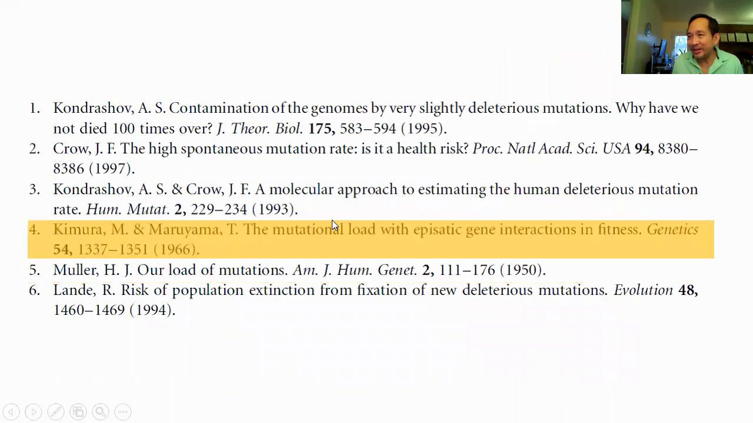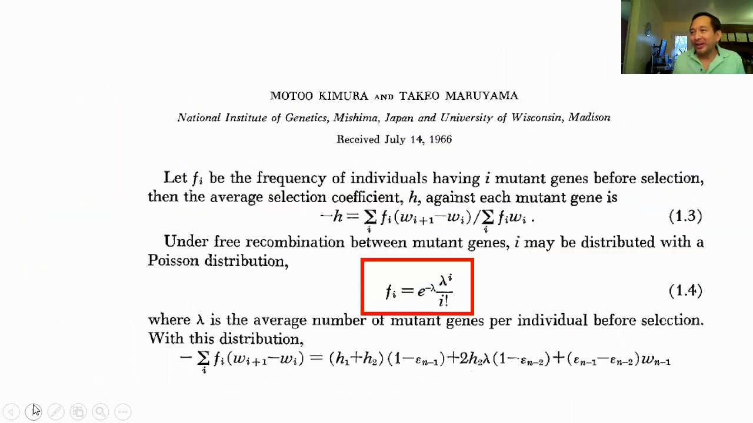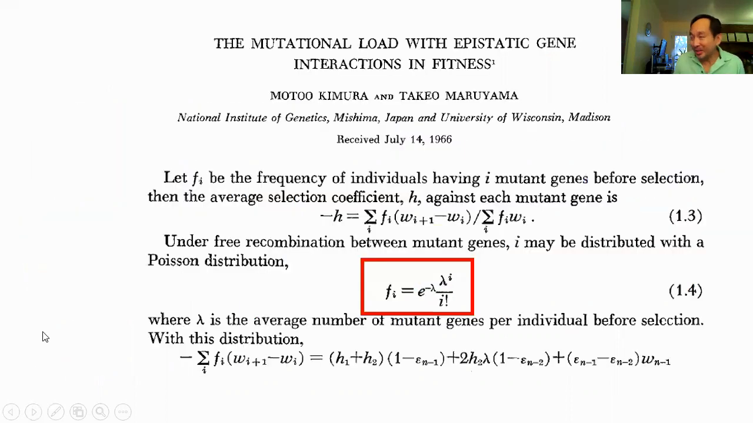And so that's why I highlighted this. So let's look at this paper, and this will give the mathematics for how the Muller limit is derived. This is the paper, and this is the formula of interest. This is a statement of the Poisson distribution. It's right here, and you can even see that Kimura uses the word Poisson distribution.